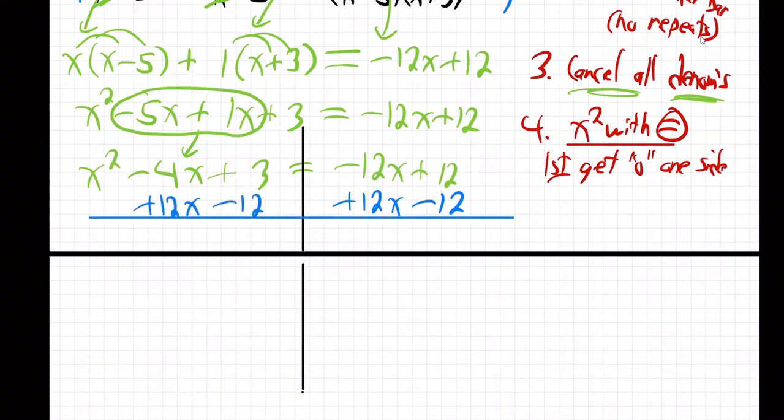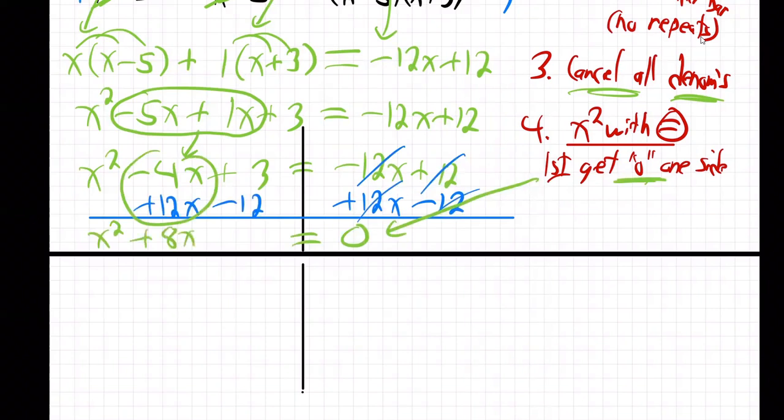So see how these will both cancel, and that'll give me 0 over here. That'll get 0 on one side by doing the opposite. And then what happens on the other side? X squared, these two right here make plus 8x. And these two right here make minus 9. Like that. So step one, get 0.